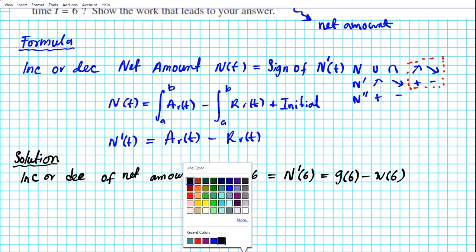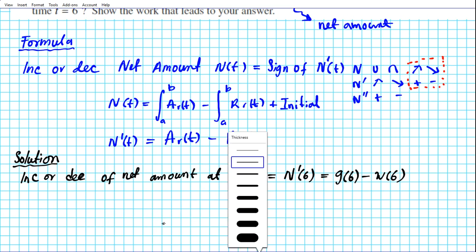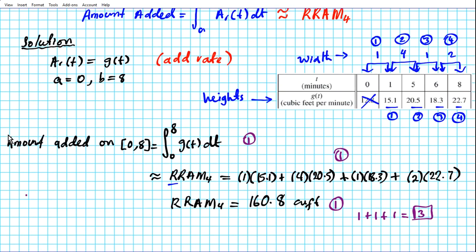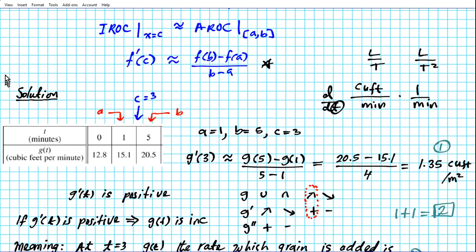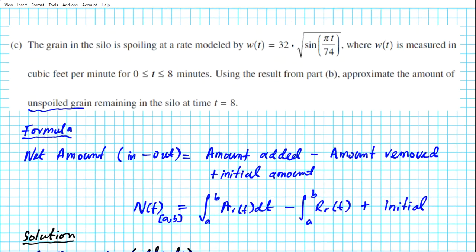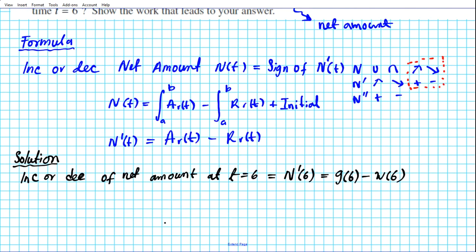To find g of 6, you simply use the table that was given to you. So let me show it to you. So the original table, g of 6 is 18.3. Okay, so that's pretty straightforward. So let's put that in. g of 6 is 18.3. And then we'll subtract w of 6. What on earth is that?